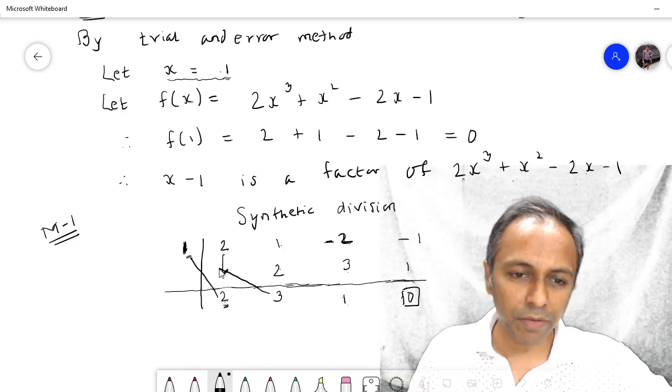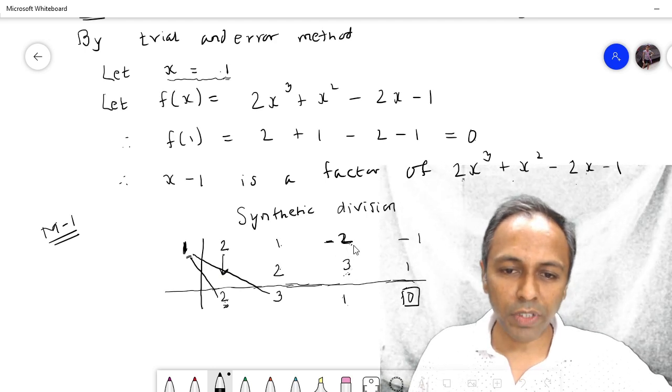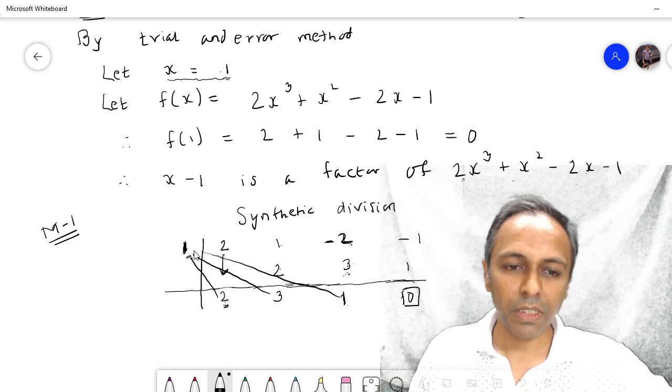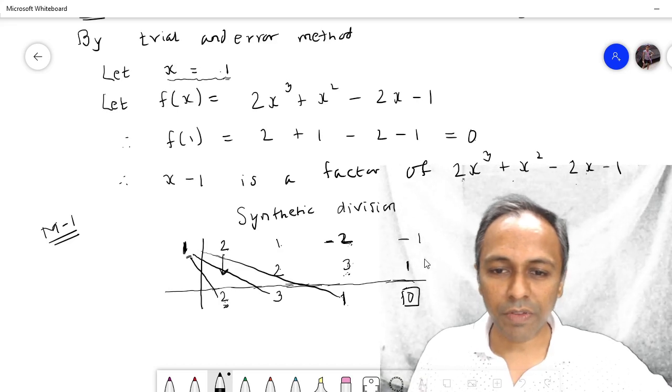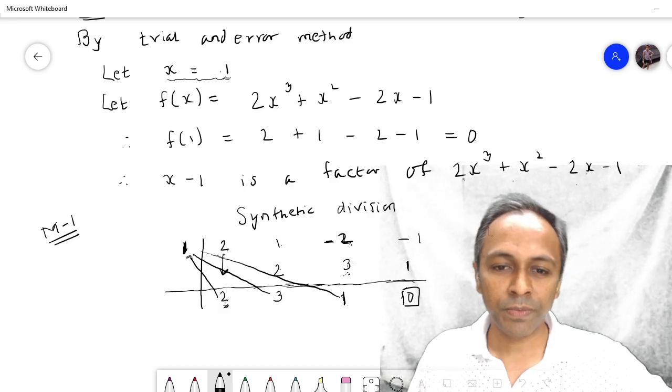Now again multiply 3 with 1 and write that answer here. Add both of them. I'm saying add it. You will get 1. Multiply 1 with this outer one again and write that answer here. 1 ones are 1 and the total should be 0, as you knew that remainder is 0.